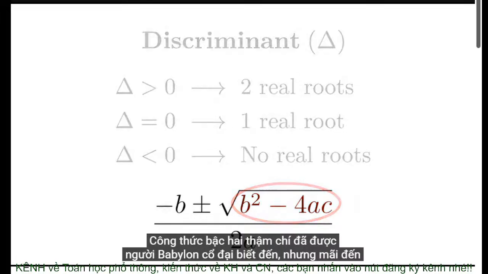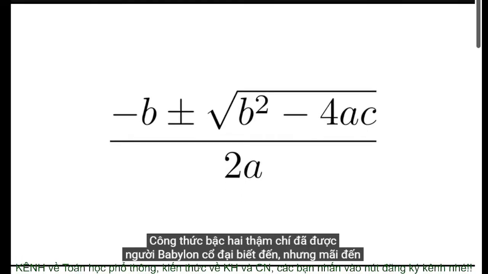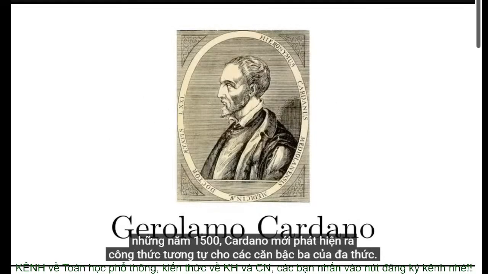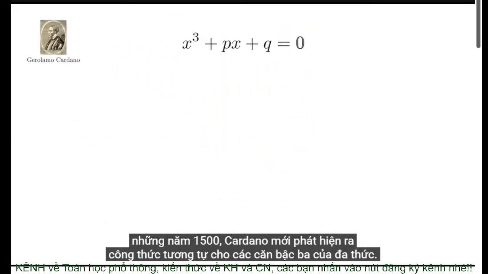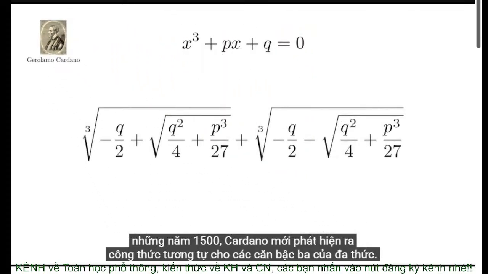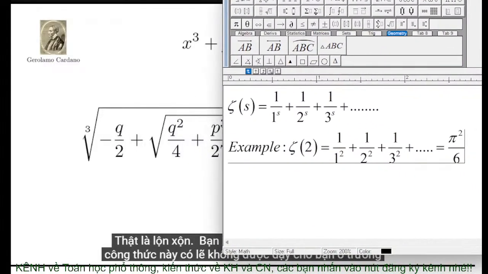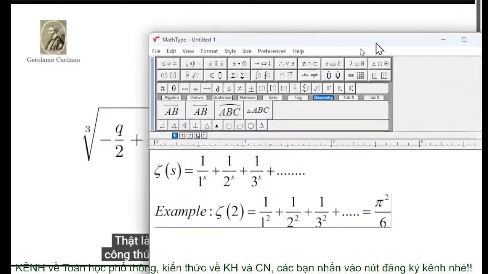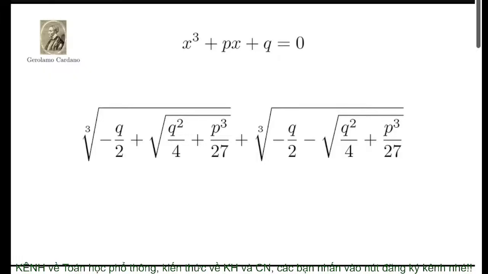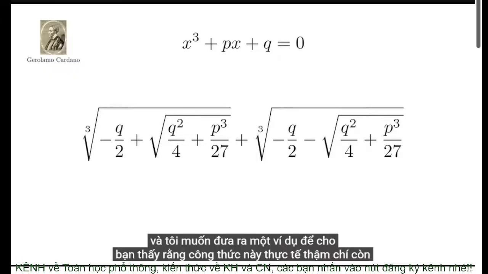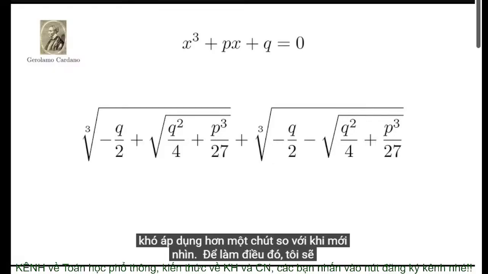The quadratic formula was known even to the ancient Babylonians. But it was not until the 1500s that Cardano discovered a similar formula for the roots of a cubic polynomial. What a mess. You can immediately see why this formula probably wasn't taught to you in school. And I want to do an example for you just to show you that this formula is actually even a little bit worse to use in practice than it might look at first.